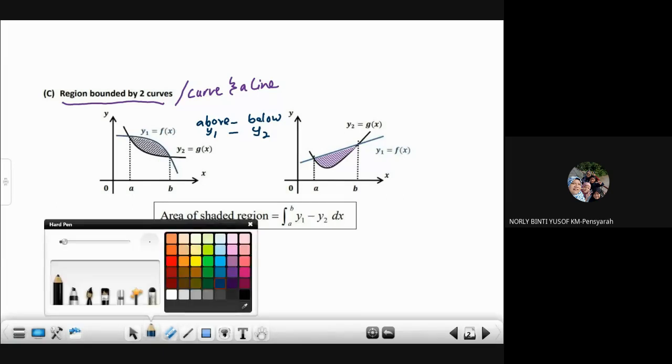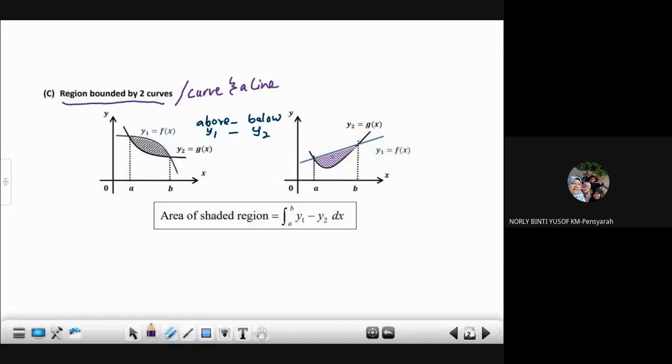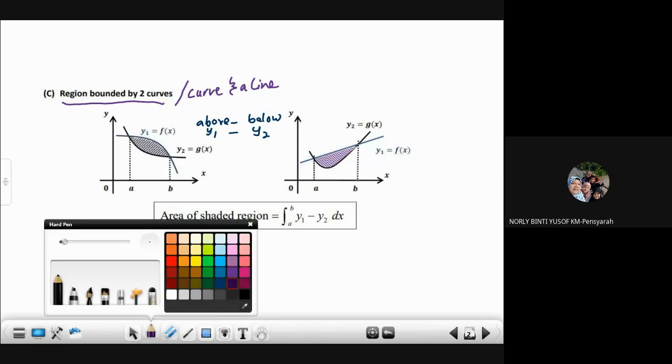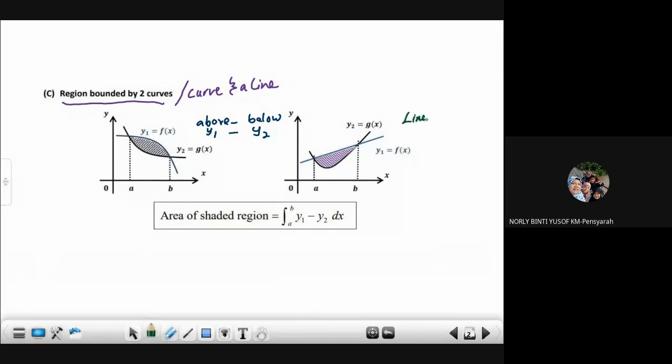Ataupun you tengok dekat dalam graph antara curve dan line. So sama, siapa kat atas? Line lah kan. So line will minus with the curve. Kalau curve tu kat atas, contohnya kalau macam ni lah kan. Curve tu kat atas, line kat bawah, so curve minus line. As you have to see the graph shaded lah. So kat sini, line minus curve. Sebab line tu above.